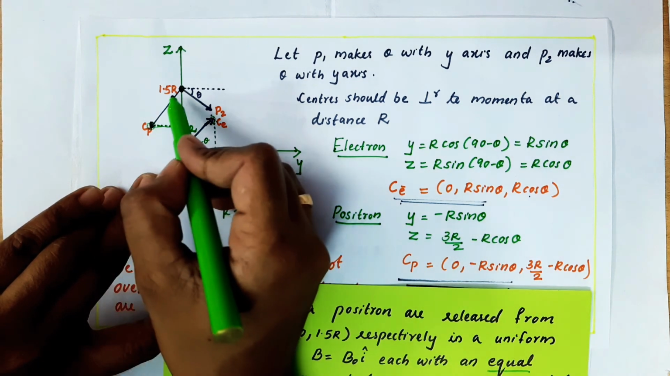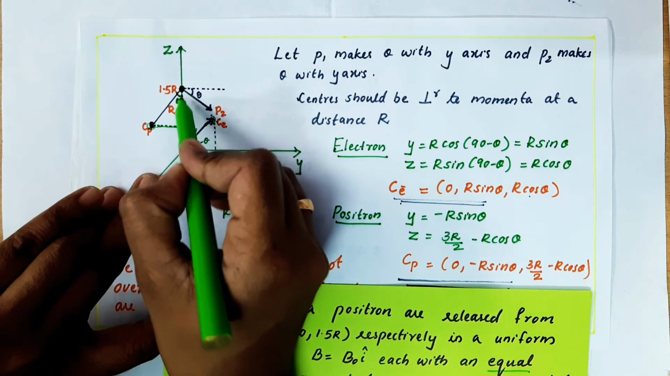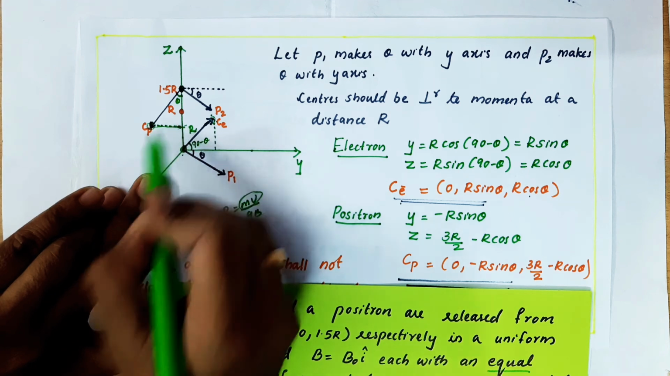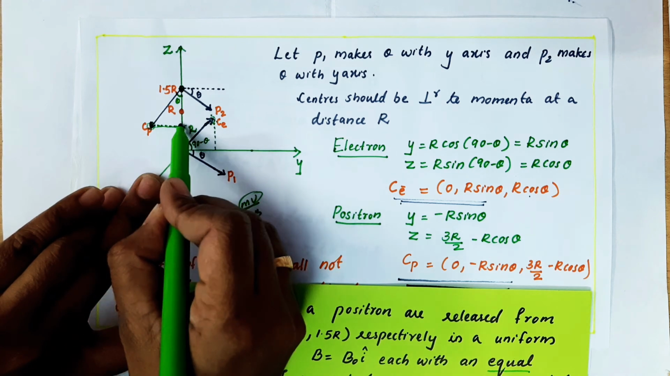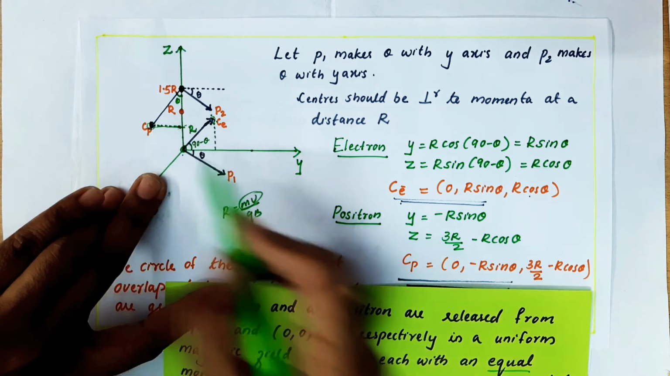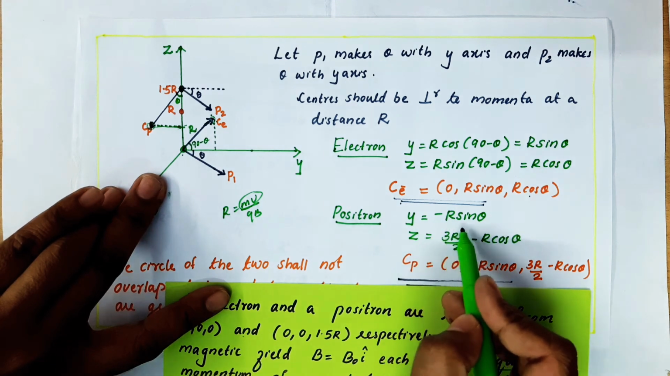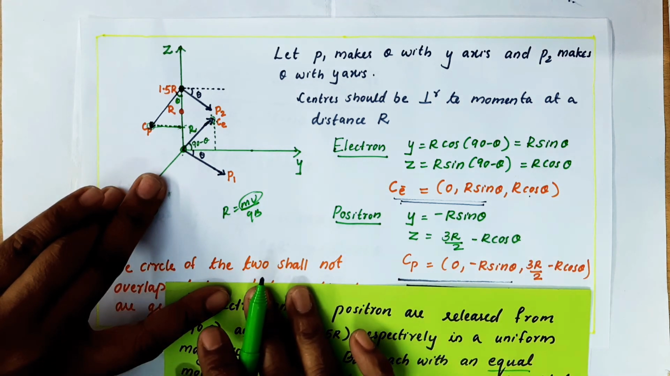So as this is theta, what is this distance? This is your y-axis distance. It is coming on the opposite side. So we are writing y equals minus R sin theta.